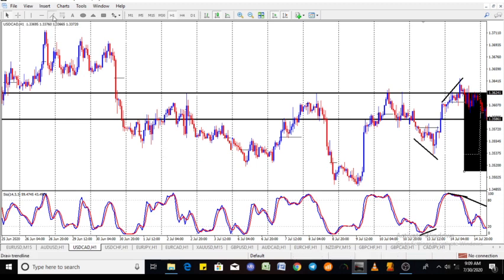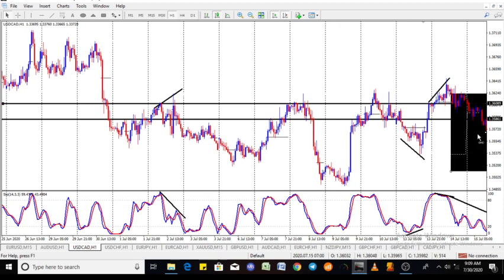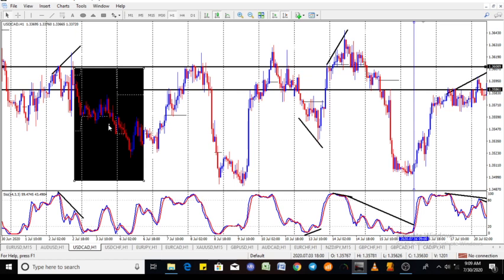Now we got a signal here. Here's another example. Got a signal here. Took our entry here, at the close of this candle. Now, wherever our target is for now, we don't know, because we took the entry here. Our entry was here.